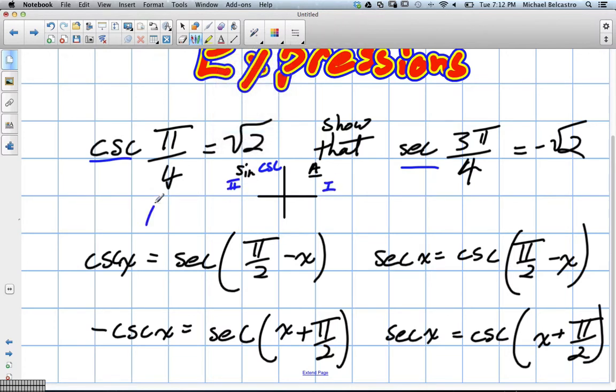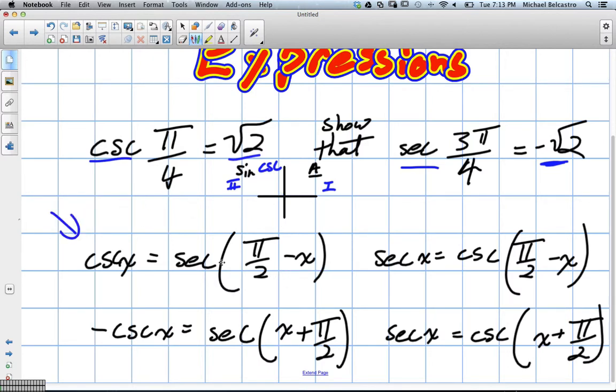So they're talking about this angle here, which, if we convert it to degrees, we know is 45 degrees. In quadrants 1 and 2, cosecant of it is equal to root 2, essentially root 2 over 1. That's the trig ratio. Secant, though, is clearly in quadrant 2. This angle is 45 degrees in this quadrant, so it's the same idea, just a negative value because secant isn't positive in there.